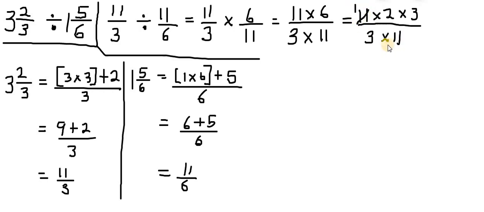Cancel both out for 1 and 1. We have a 3 at the top and at the bottom. We cancel that out for 1 and 1. So at the top we have 1 times 2, which is 2, times 1, which is 2. At the bottom we just have 1 times 1, which is 1. So our answer is 2 over 1, which we can just write as simply 2 as a whole number.